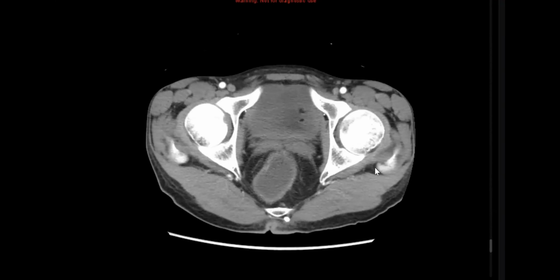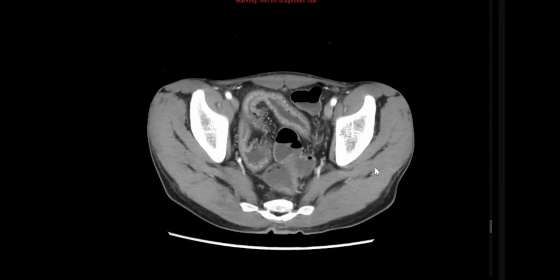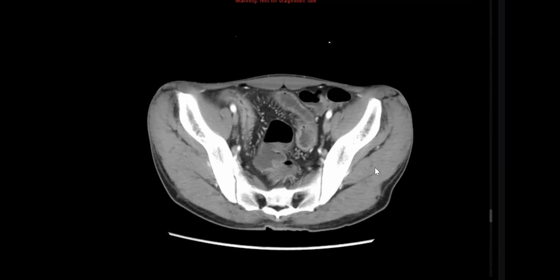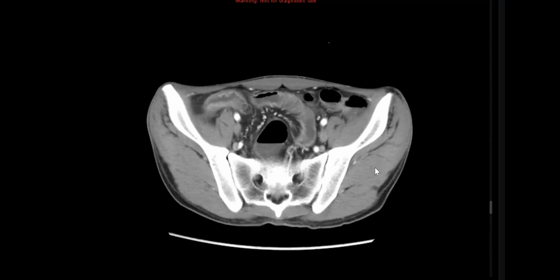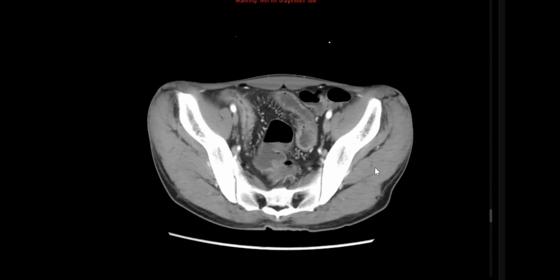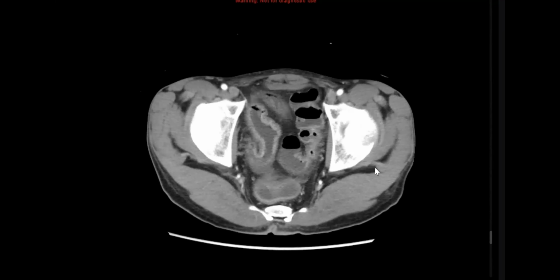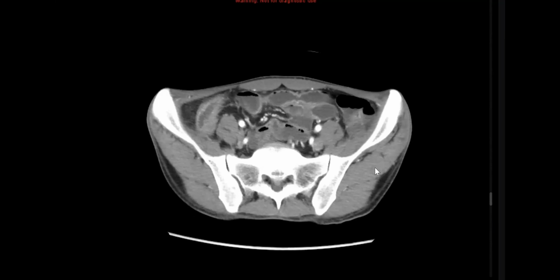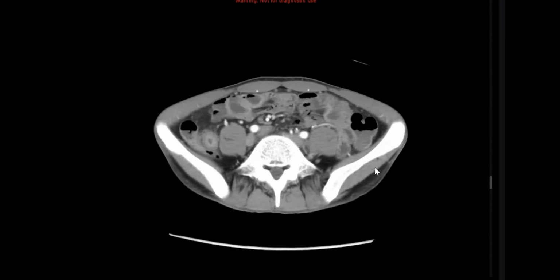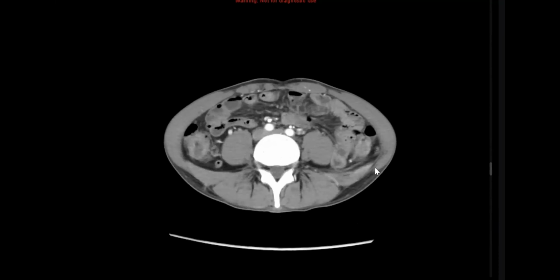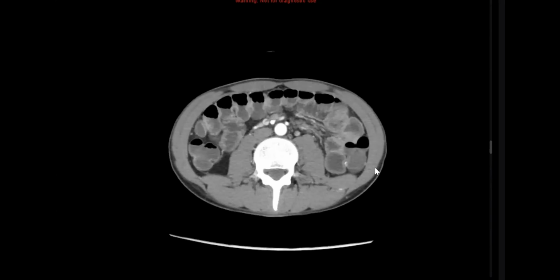What do you see? I can see that the terminal ileum is thickened with hyper-enhancing mucosa, with a comb sign and increase in the vasculature to the terminal ileum. I'm looking at the rest of the bowel to check if there are other lesions. I can appreciate that the colon, as well as the sigmoid colon, may have another area, with surrounding fat stranding and minimal fluid. My primary diagnosis will be Crohn's disease.